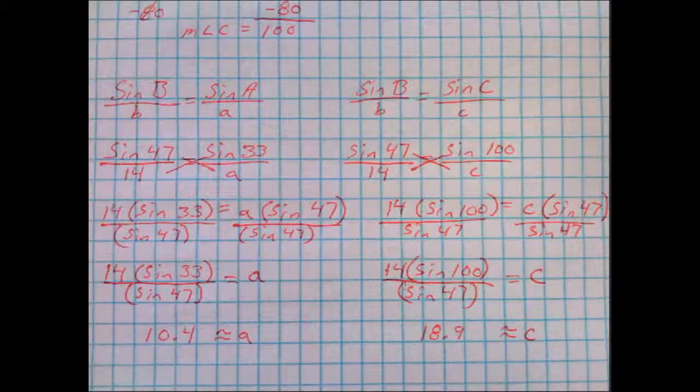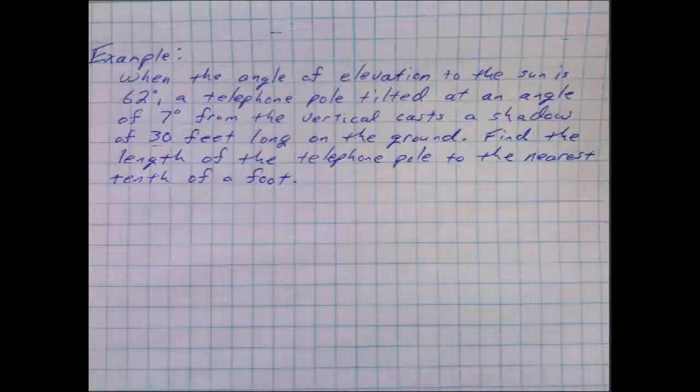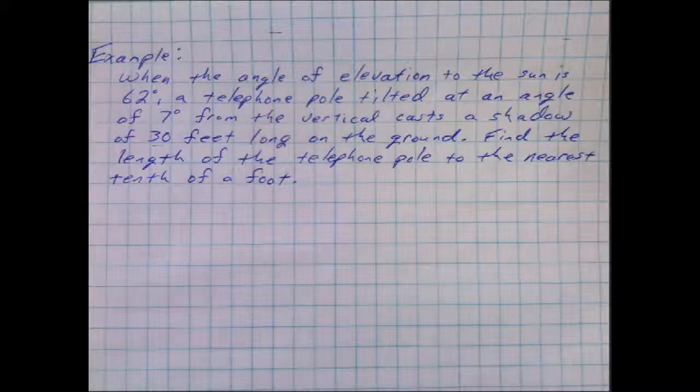Okay? Alright, let's do one more example here. This one's a word problem. When the angle of elevation to the sun is 62 degrees, a telephone pole tilted at an angle of 7 degrees from the vertical casts a shadow of 30 feet long on the ground. So we're going to find the length of the telephone pole to the nearest tenth of a foot.